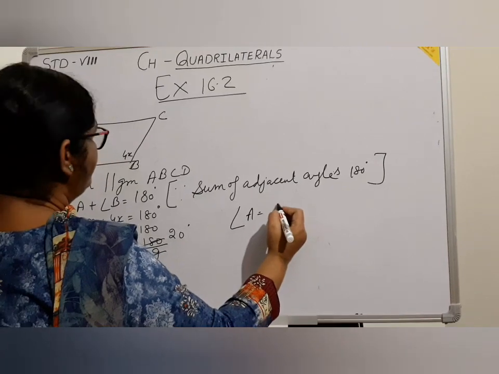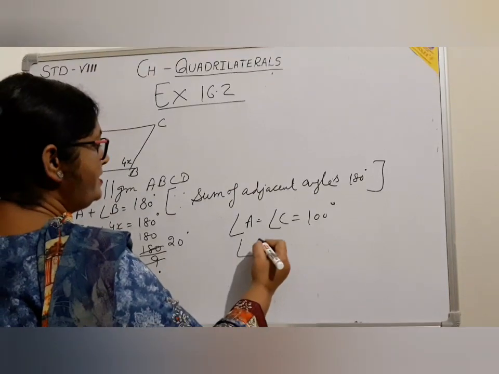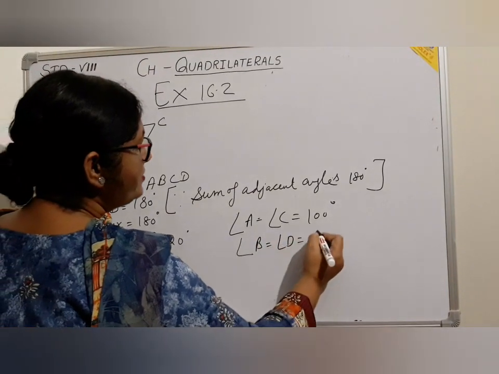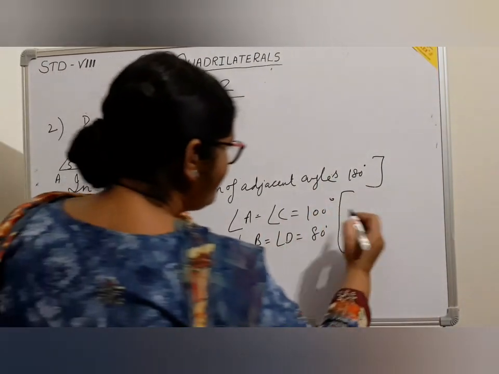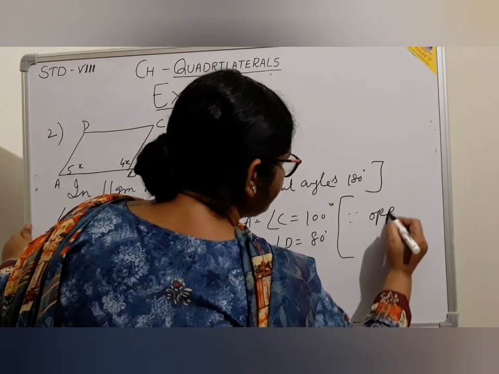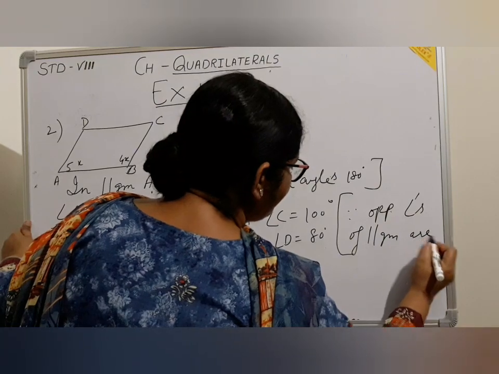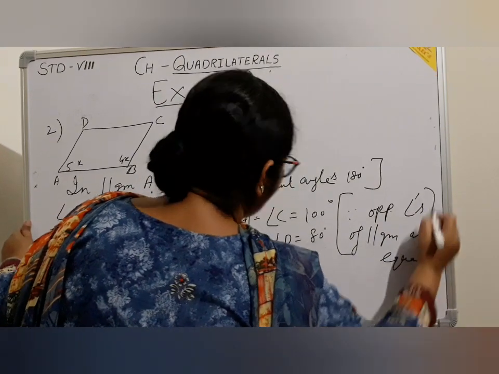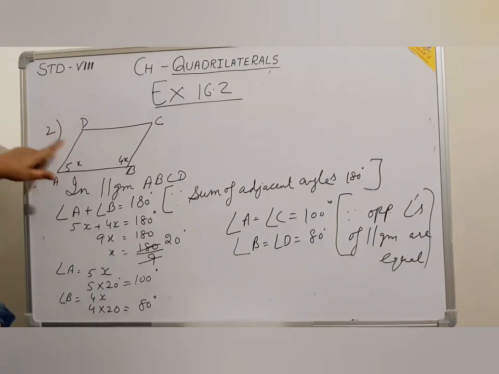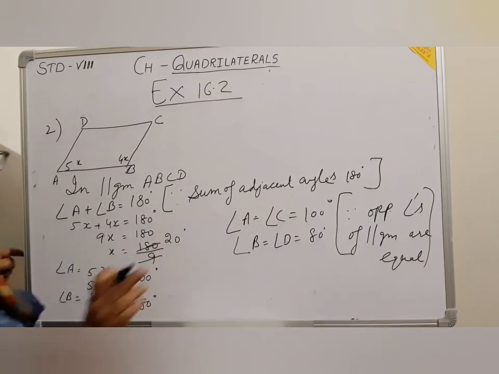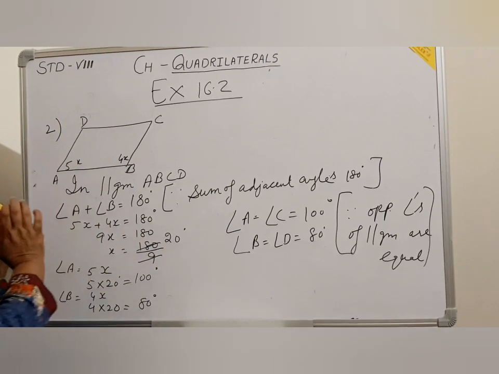Angle A is equal to angle C is equal to 100 degrees and angle B is equal to angle D is equal to 80 degrees. Reason is the same: opposite angles of a parallelogram are always equal. You can check it. Angle A 100, B 80, C 100, D 80. 100 plus 80 plus 100 plus 80 is equal to 360 degrees. Understood, students?